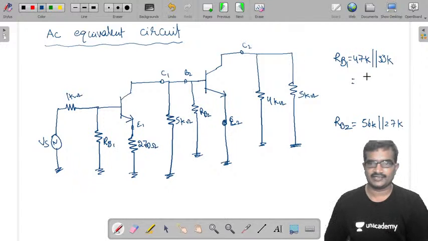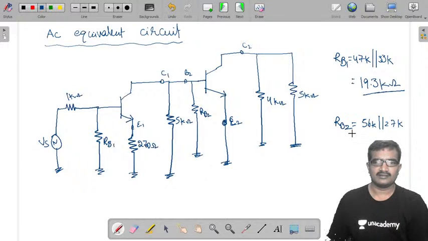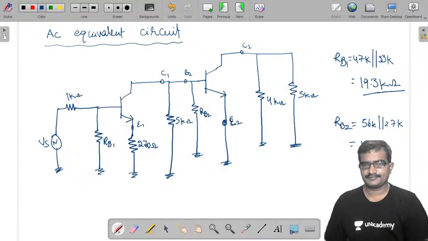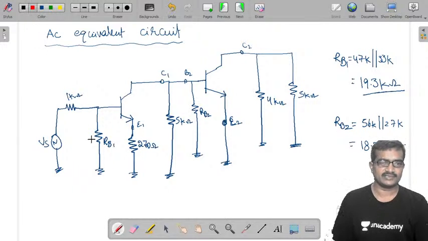That is 19.3 kilo ohms. So RB2 is 56 into 27 divided by 83, that is 18.2 kilo ohms. Now these are the resistance values. It is 19.3K, it is 18.2K.